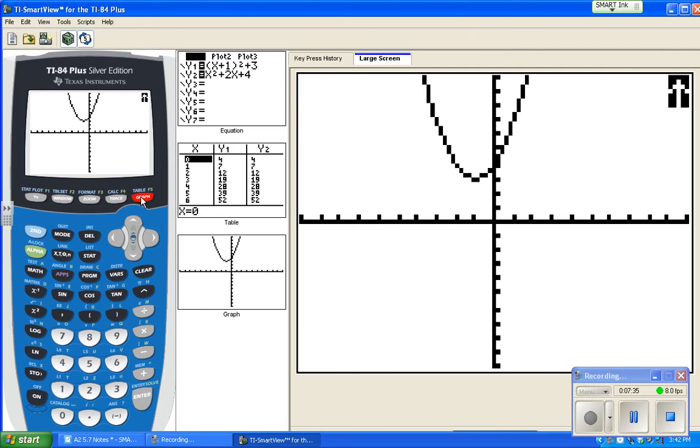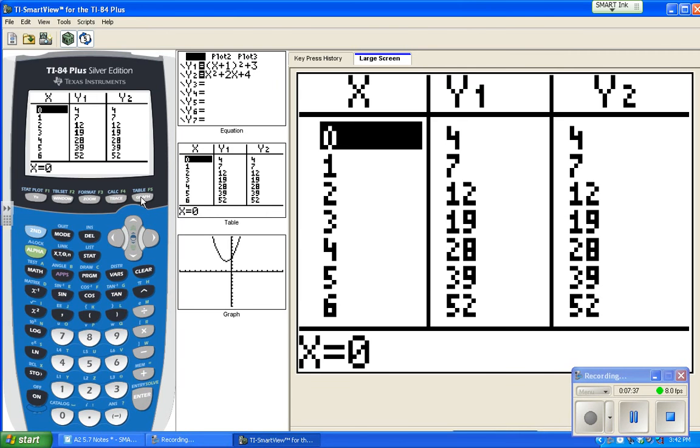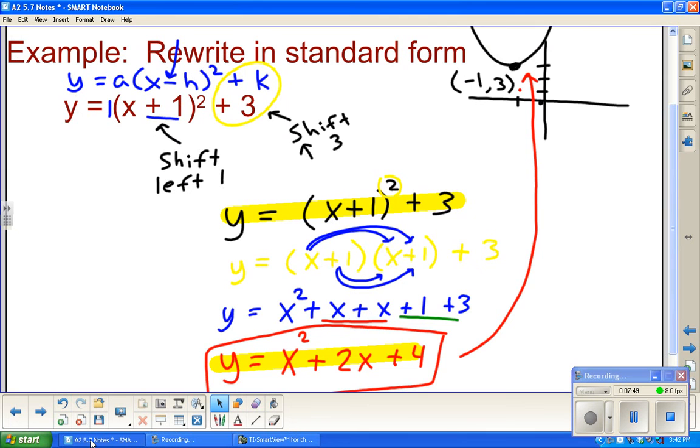A better way to verify that they actually are the same is to look at the table, and you can tell all the values match up. So y1 was our first form, y2 was our second form. They're all the same. Those equations are equivalent, just written in different forms. Okay, so that's changing something into standard form.